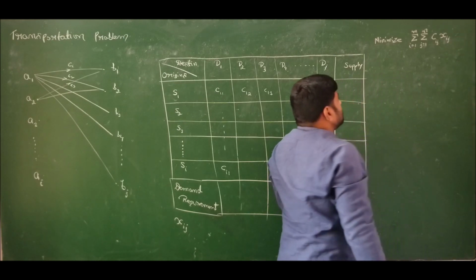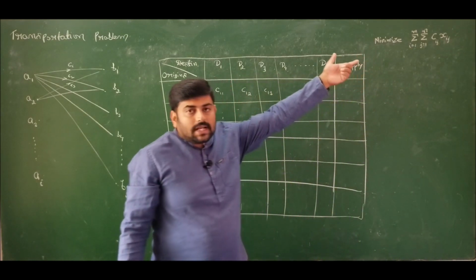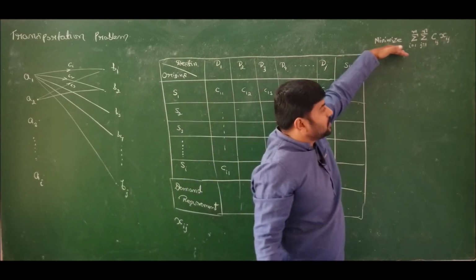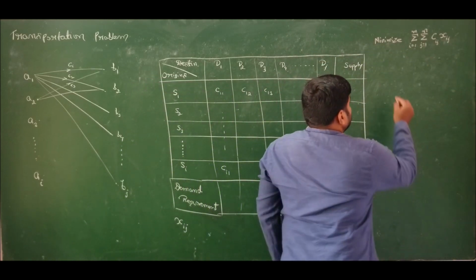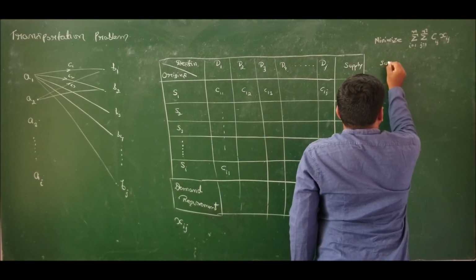So our objective function is to minimize the total transportation cost. So I have formulated the objective function. Now it is subject to the constraints. What are the constraints we have?